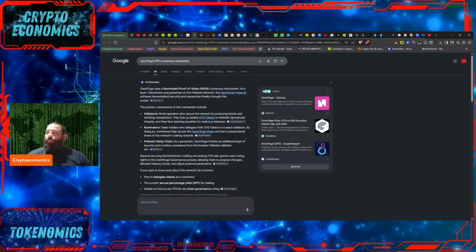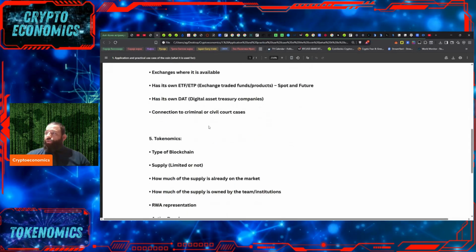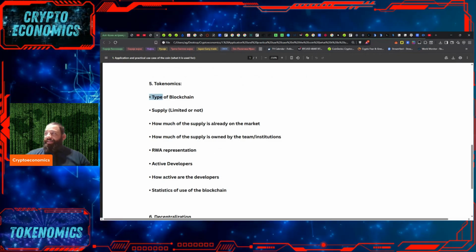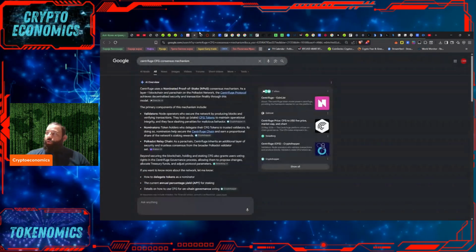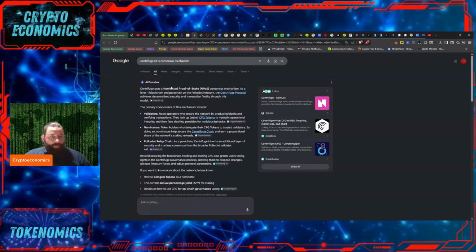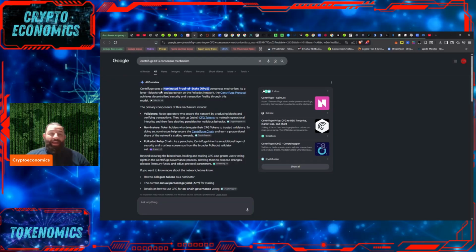Now, the second part that we're going to go through is the tokenomics. In this particular part, we're going to talk about the consensus. So we're going to see what type of blockchain it is, is it a coin or a token? As we mentioned before, yes, we're talking about a coin. Centrifuge is a blockchain that owns its own layer one, and it's a nominated or delegated proof of stake. You can call it whatever you prefer.